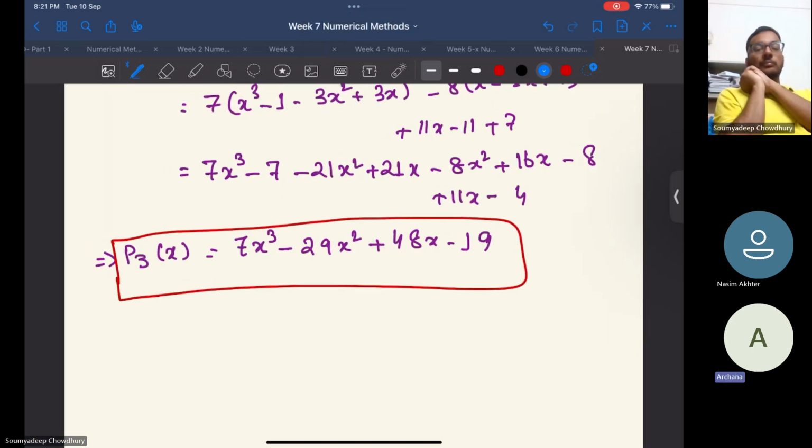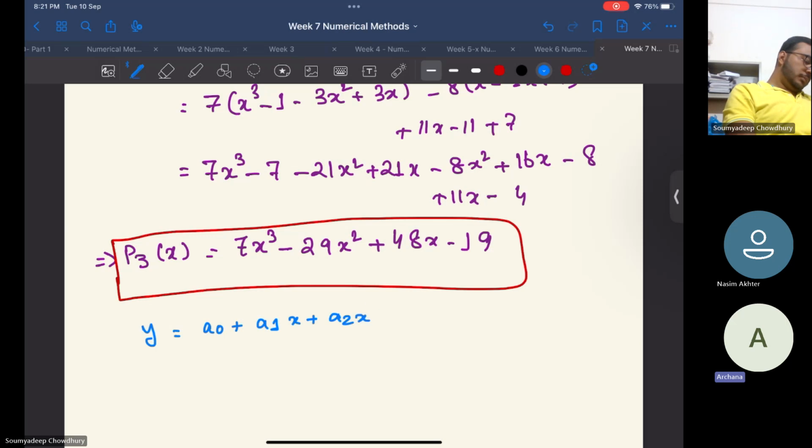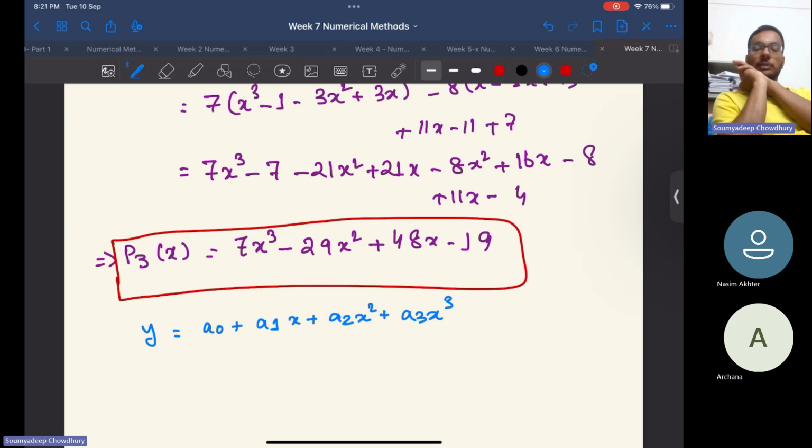Sir, A naught is 7. Is a0 7? You look at the equation which is given. Y is equal to a0 plus a1x plus a2x square plus a3x cube. What is a0? You look at the screen, you can see I have written a0 plus a1x plus a2x square plus a3x cube. If you compare these two equations, what are the values of a0, a1, a2, and a3?